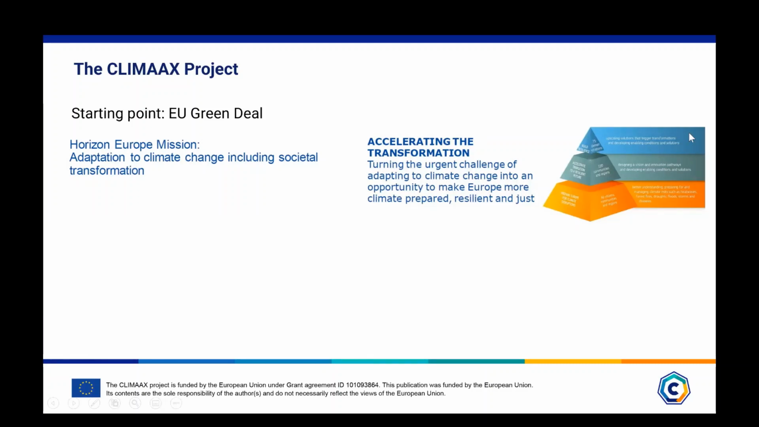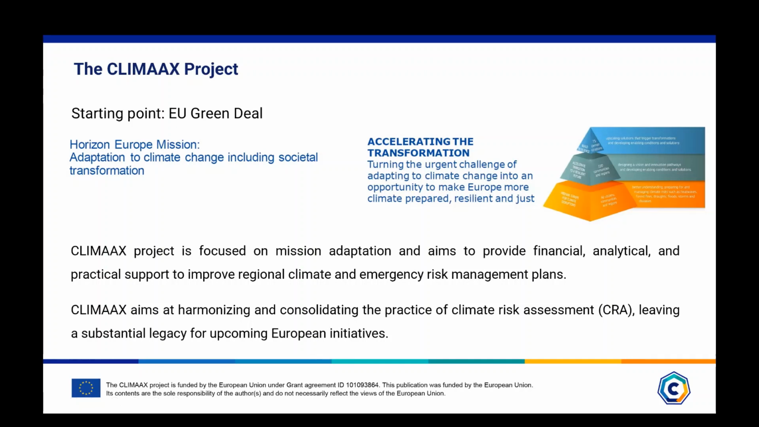Everything started from the EU Green Deal, the European Mission of Adaptation to Climate Change, and also including the societal transformations. The main objective of the Climax project is to focus on this mission adaptation and provide the tools and the knowledge to improve regional climate risk assessment and also emergency risk management plans. The idea is to harmonize and consolidate the climate risk assessment within Europe, and in particular in at least 50 communities and regions.